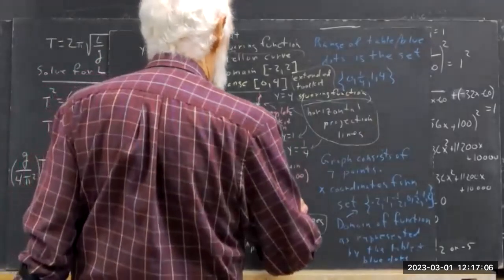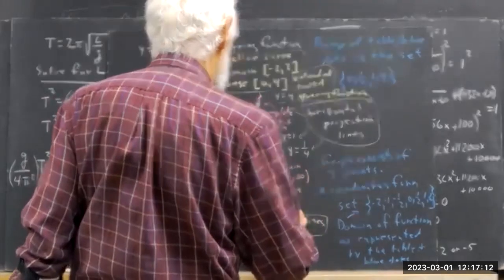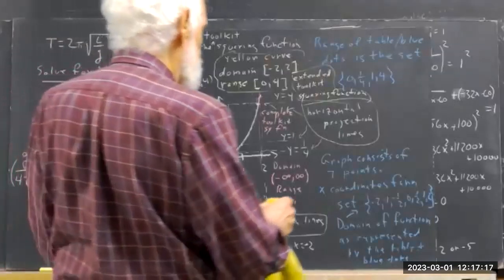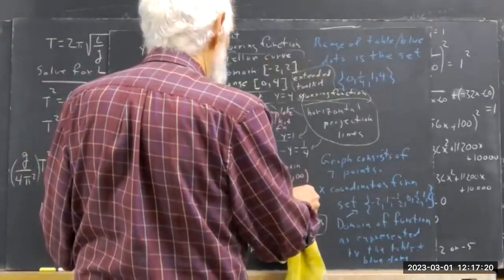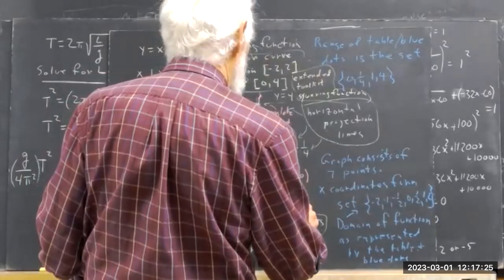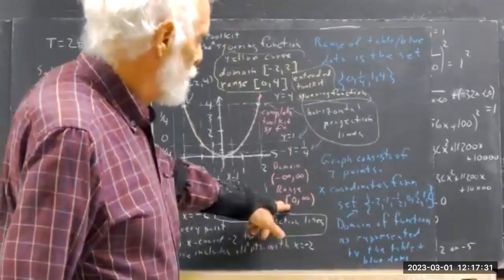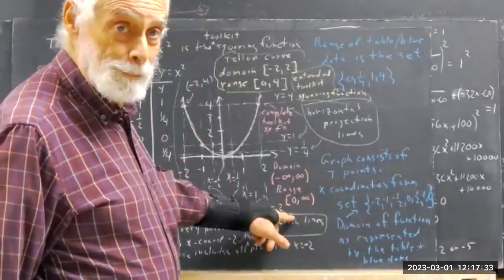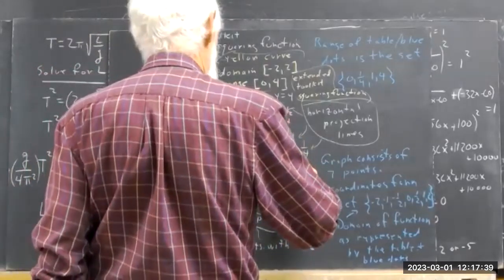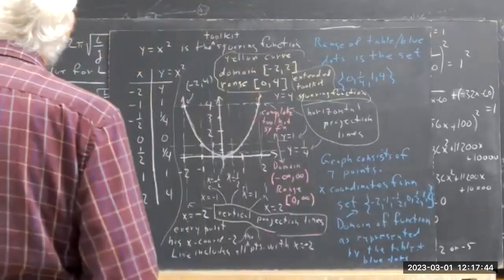Now the range. Write down what we wrote down before. The range is everything from 0 to infinity, including 0. And you can't include infinity, so you use the open parentheses.